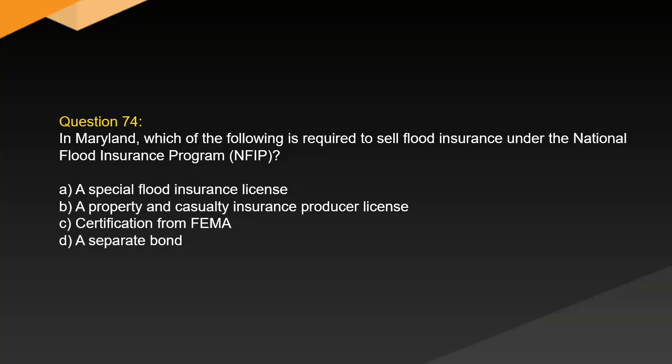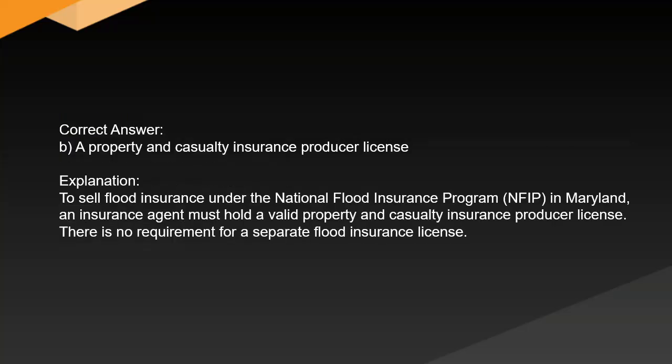C. Certification from FEMA. D. A separate bond. Correct answer: B. A property and casualty insurance producer license. Explanation: To sell flood insurance under the National Flood Insurance Program, NFIP, in Maryland, an insurance agent must hold a valid property and casualty insurance producer license. There is no requirement for a separate flood insurance license.